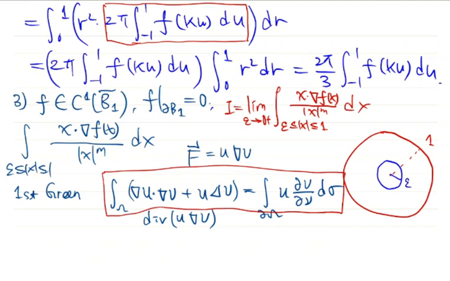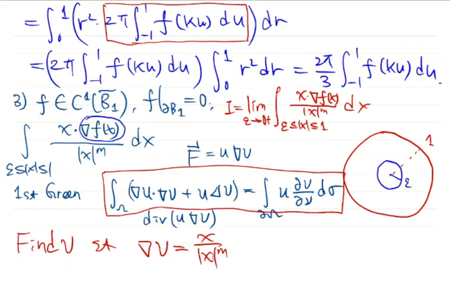So compare the first Green identity with our result. We already have a gradient of f. So we want to find a function v such that the gradient of this v is x over the norm of x to the m, and the Laplacian of v will be as simple as possible. Maybe it is 0. Can we have such a function?